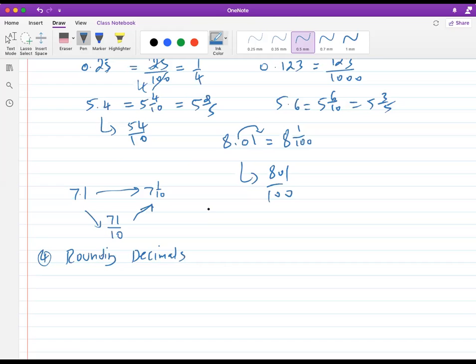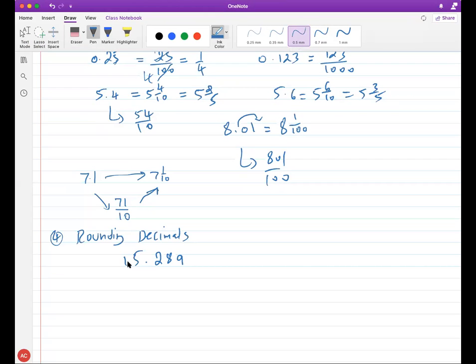So what do we mean by rounding decimals? You have, for example, some amount of money like this. You did some math about finding some amount of money from the price or something, for example, and you got this amount. But does this make sense in terms of cents? No.